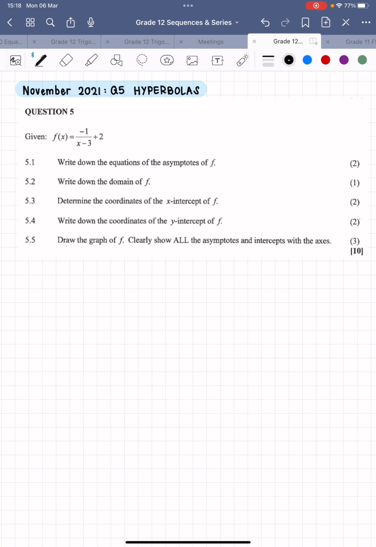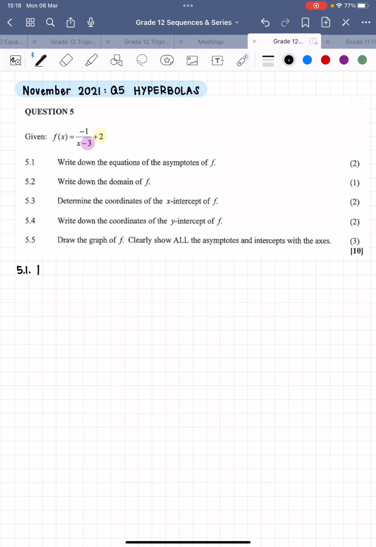They've given us the equation f of x is -1 over x minus 3 plus 2. Now for 5.1, they are asking us to write down the equations of the asymptotes of f. Now guys, the asymptotes always come from this value and then that value, the plus 2 and the negative 3. Alright, now they have not asked us to classify the asymptotes. We don't have to say which one is horizontal and which one is vertical, but we can.